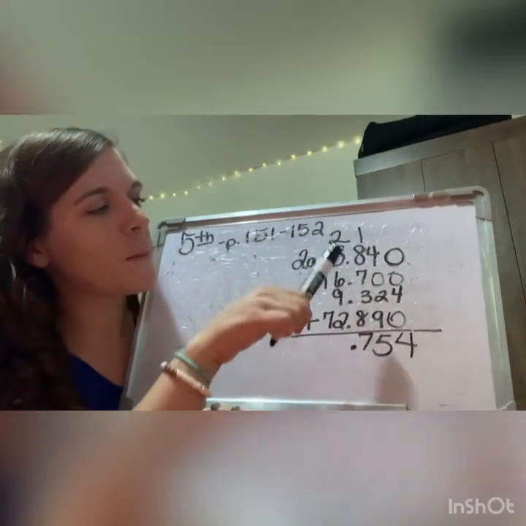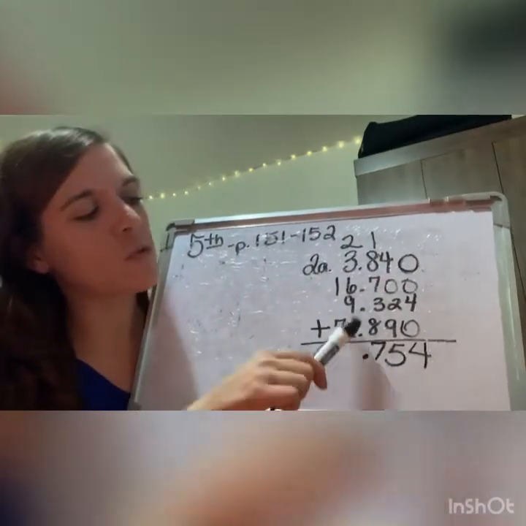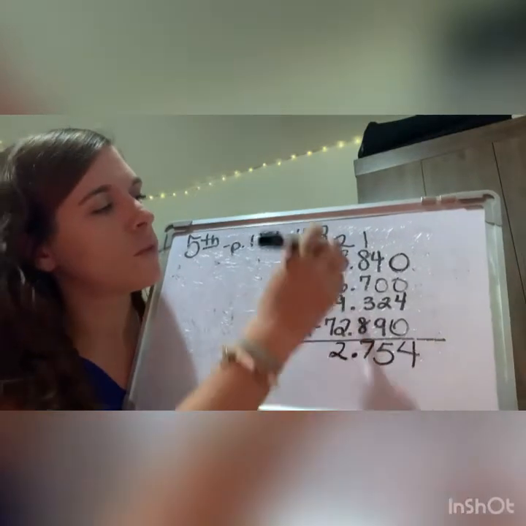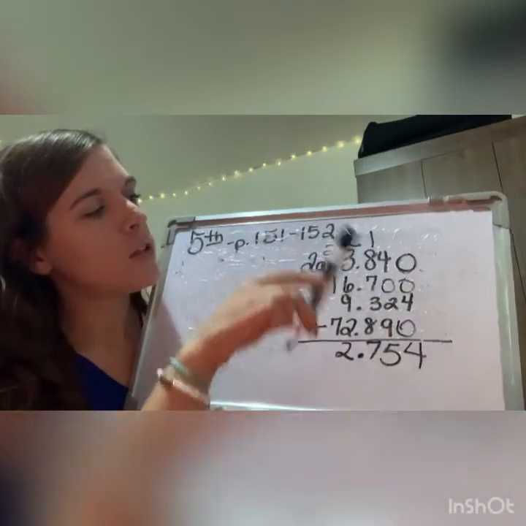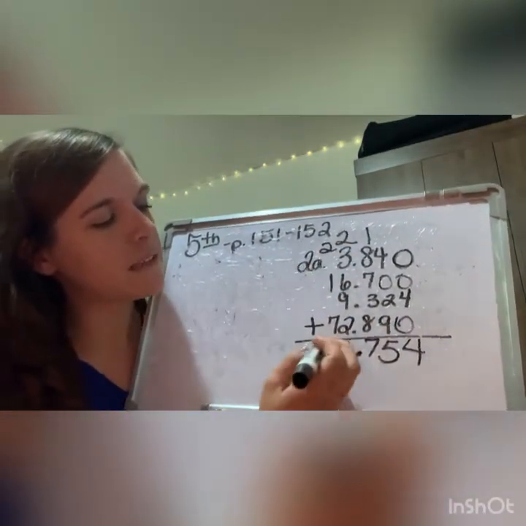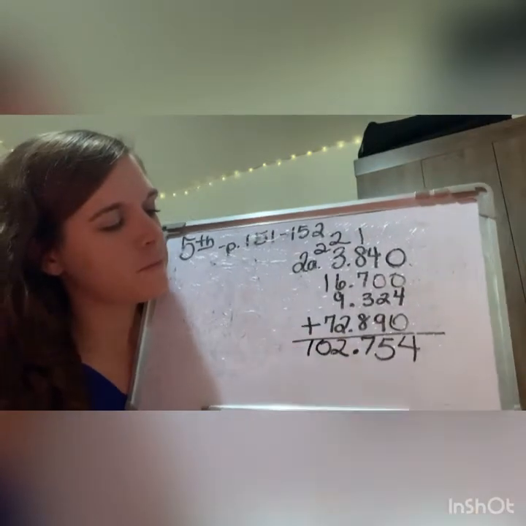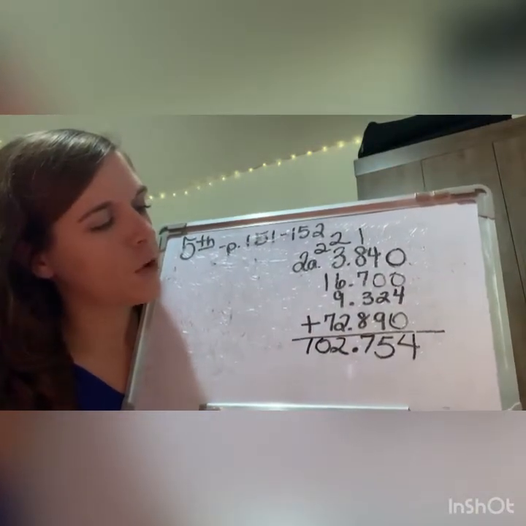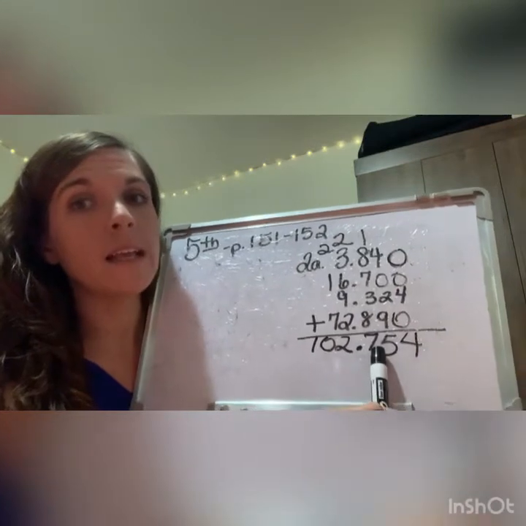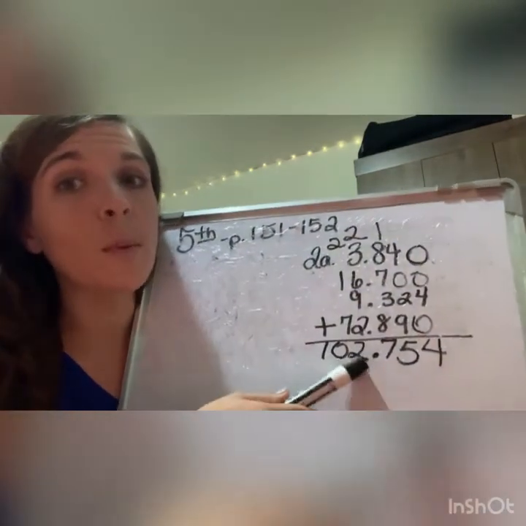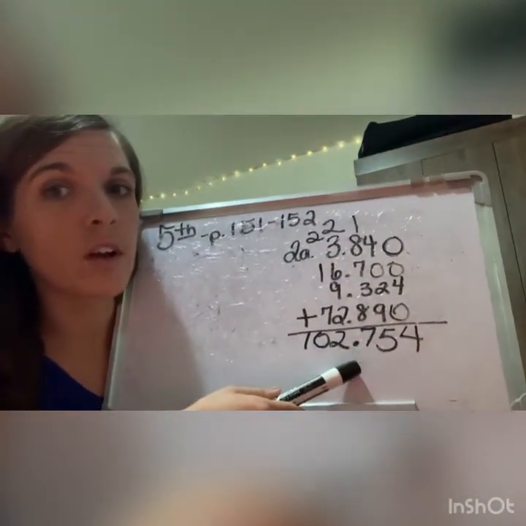2 plus 3 is 5. 5 plus 6 is 11. 11 plus 19 is 20. 20 plus 2 is 22. 2 plus 1 is 3 plus 7 is 10. Okay, so your answer is 102.754. Don't forget to put your point in your answer, okay?